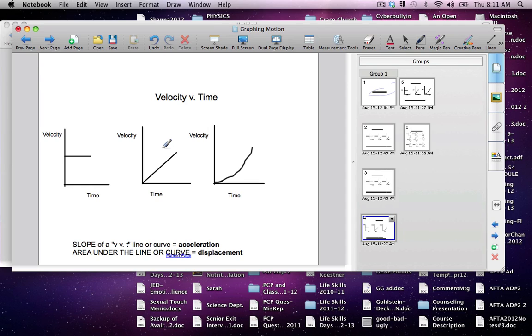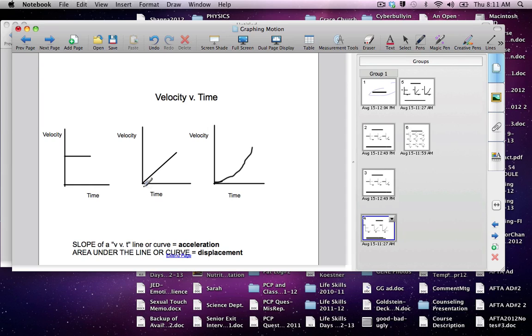So you have a constant slope, and the slope of a velocity versus time curve is acceleration. So this means that the acceleration is uniform. It doesn't change. So if the slope of this were 2, that would tell us the velocity is changing by 2 meters per second each second.